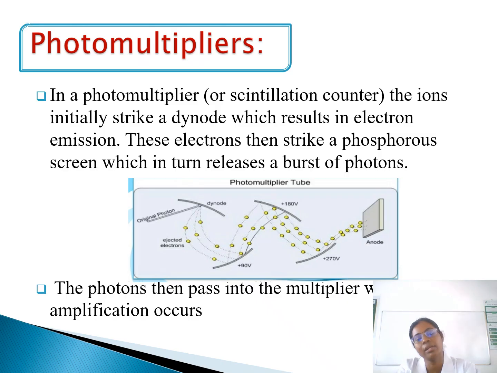This is the photomultiplier. In this photomultiplier, ions strike the dynode, which results in electron emission. So this is the photomultiplier tube. The original photon ejects an electron from the dynode, which goes to the anode. The positive ions go to the cathode, and the negative ions go to the anode.